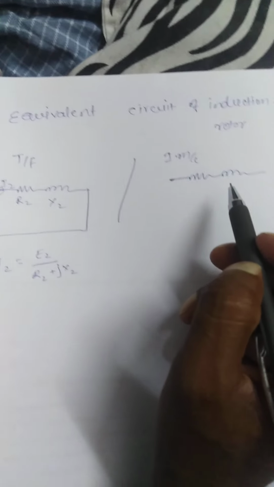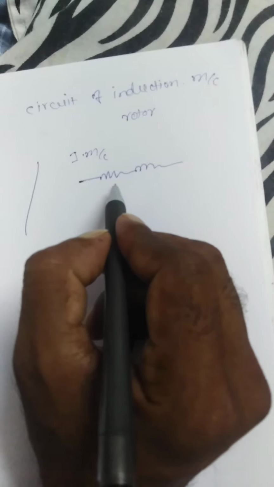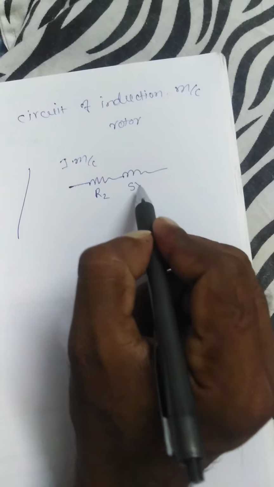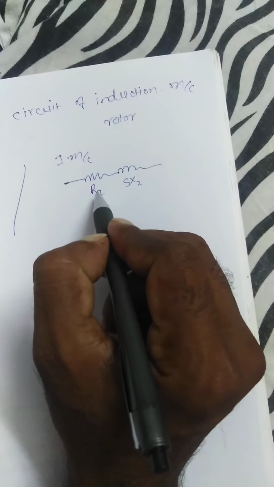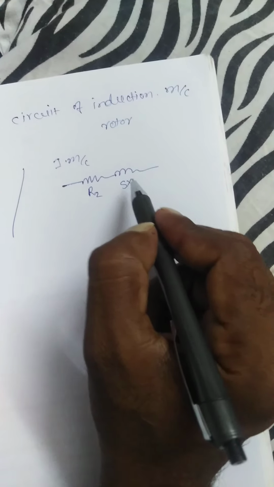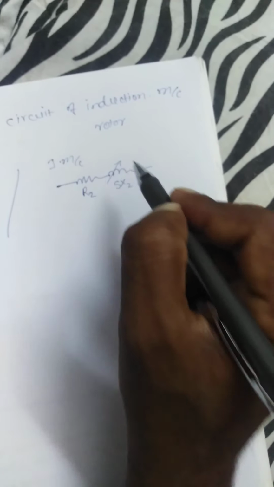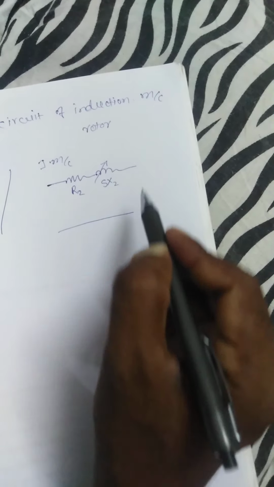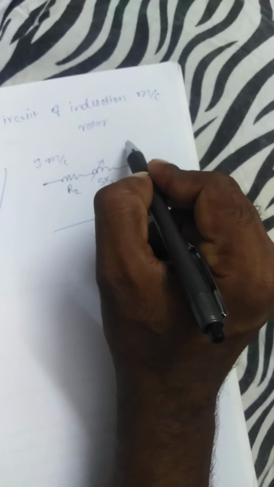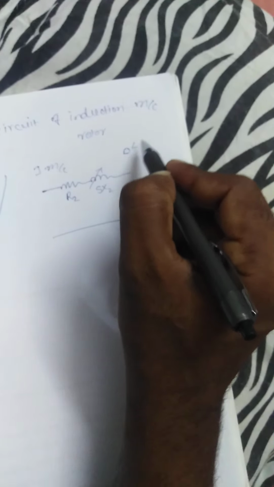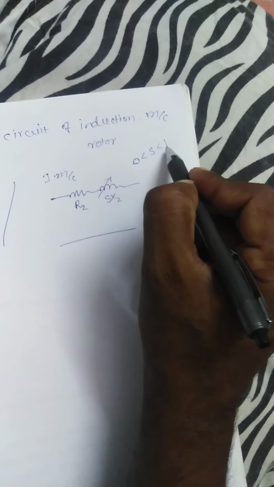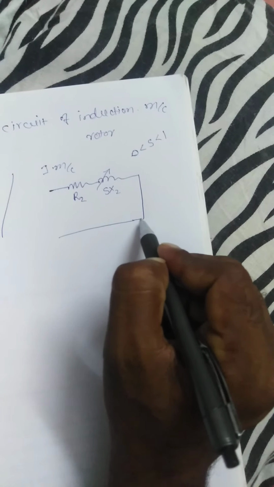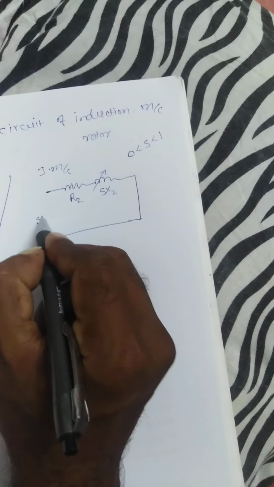But in an induction machine, the rotor parameters are resistance R2 and reactance sX2. Rotor resistance is constant, but rotor reactance is not constant. It is variable because slip is variable with respect to speed, and slip varies from 0 to 1. And this is the rotor circuit of the induction machine.